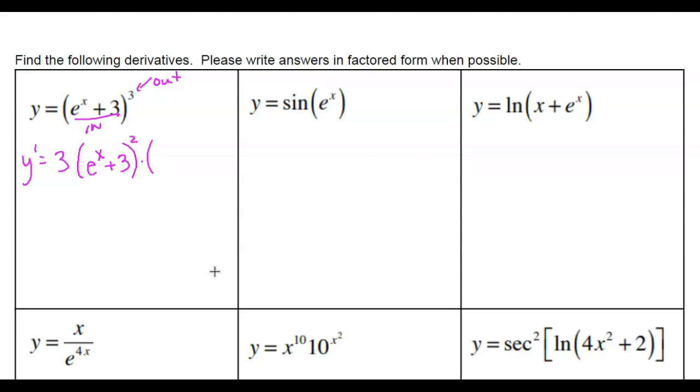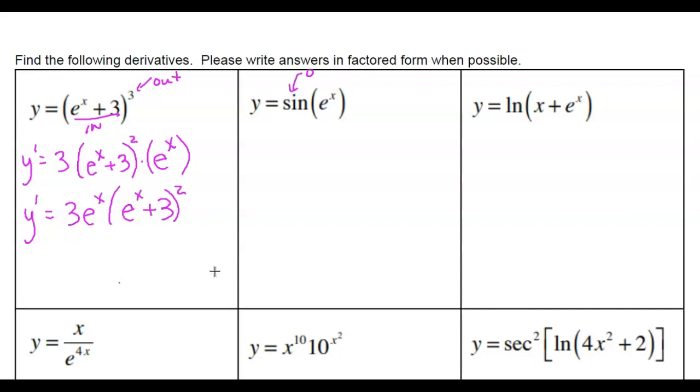So these are being added. We take them separately. So e to the x is still e to the x, and the derivative of 3 is nothing. And so really, the only thing I do is I just put the 3 and the e together. Factored form is the best.